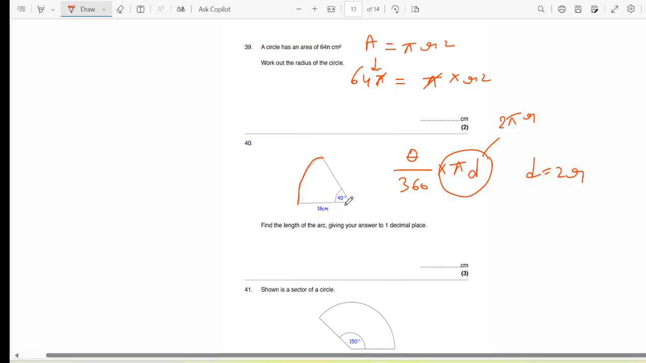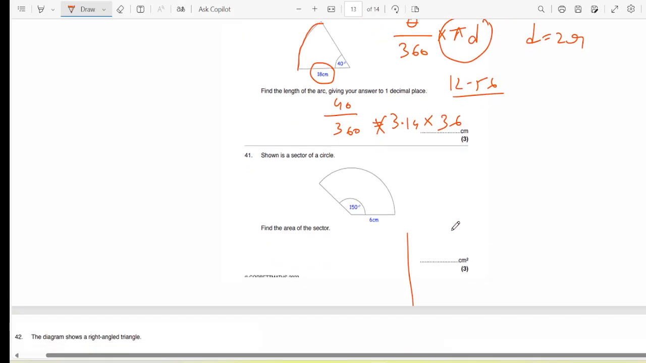So the angle is 40 divided by 360. Pi is 3.14, or we can just give it in terms of pi. Sorry, there is a multiplication sign. The diameter is 18 times 2, which is 36. So if I multiply all of this, I'll get 12.56. That's my answer, or you can just write 12.6.